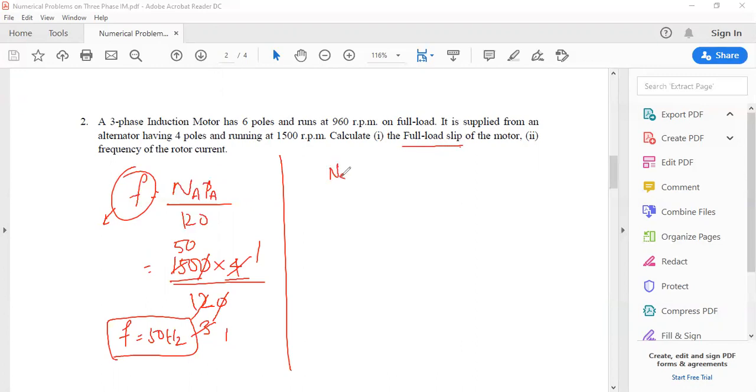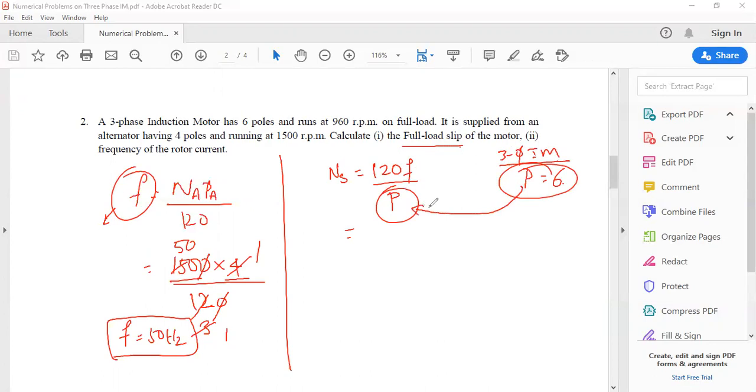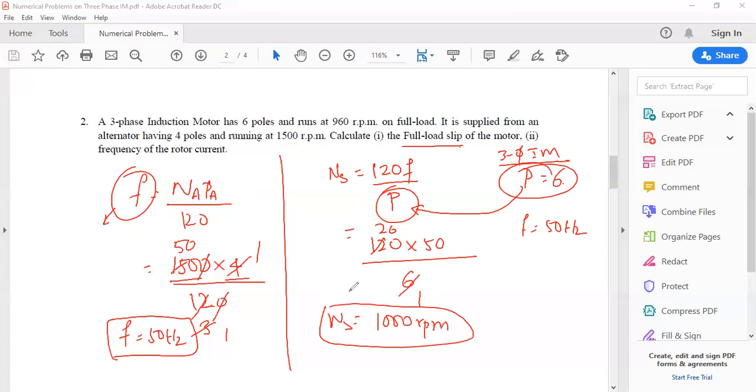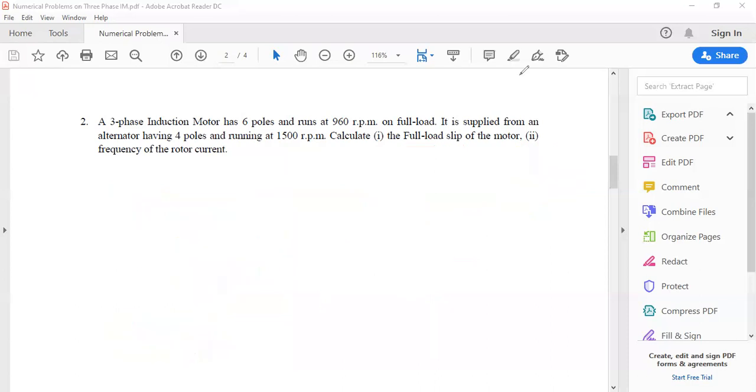Just before that, NS can be calculated by 120F divided by P. P is 6 here, since this is the three-phase induction motor's poles. So 120 into 50, frequency is 50 Hertz, divided by 6. That is 1000 RPM. So NS is 1000 RPM. You can follow the same steps again and list out. Next, moving on to the other problem.